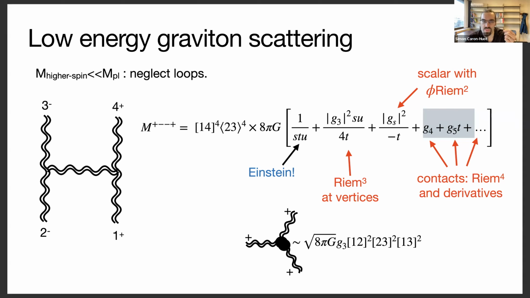We imagine that this higher spin scale, which is going to be the EFT cutoff, is much less than the Planck scale. That allows us to neglect loops. This assumption of neglecting loops is often questioned, but I think for gravity it's the most legitimate situation where we can do this, because loops are suppressed by M over M Planck. So it's really a legitimate assumption.